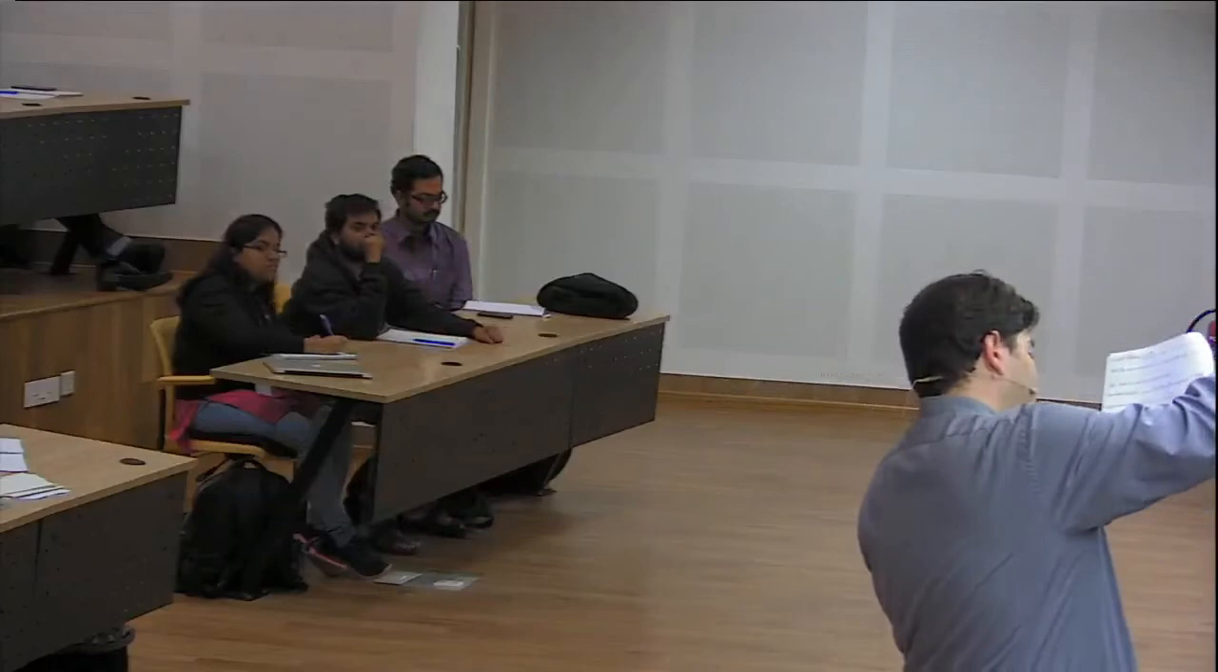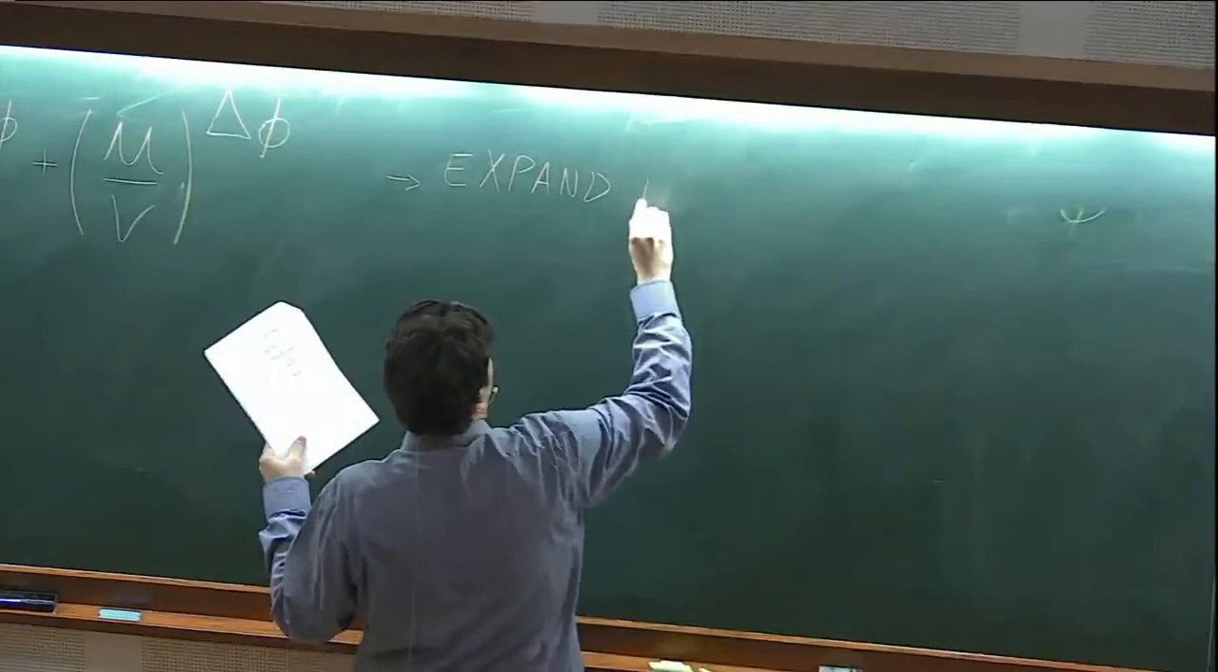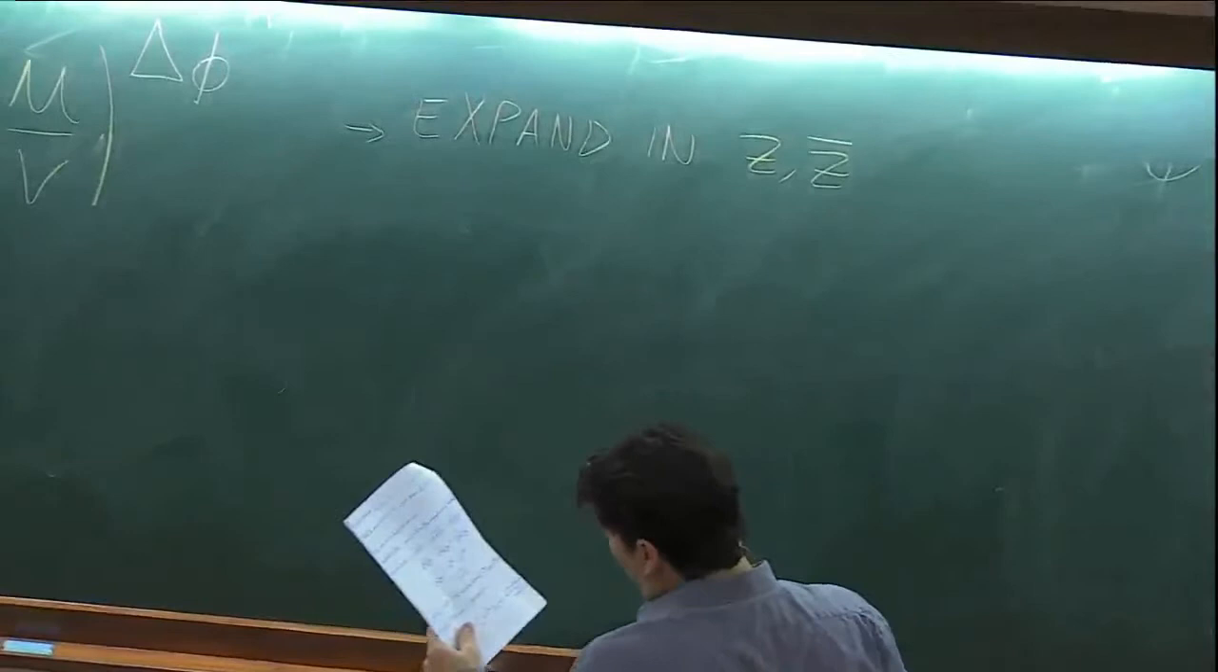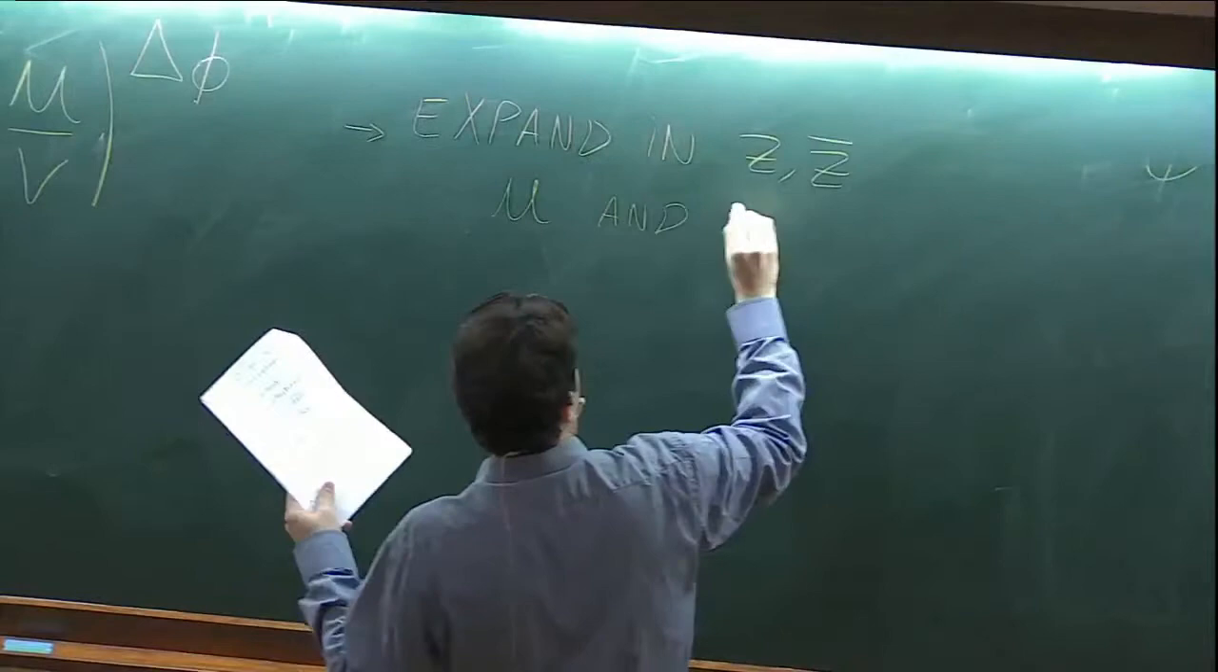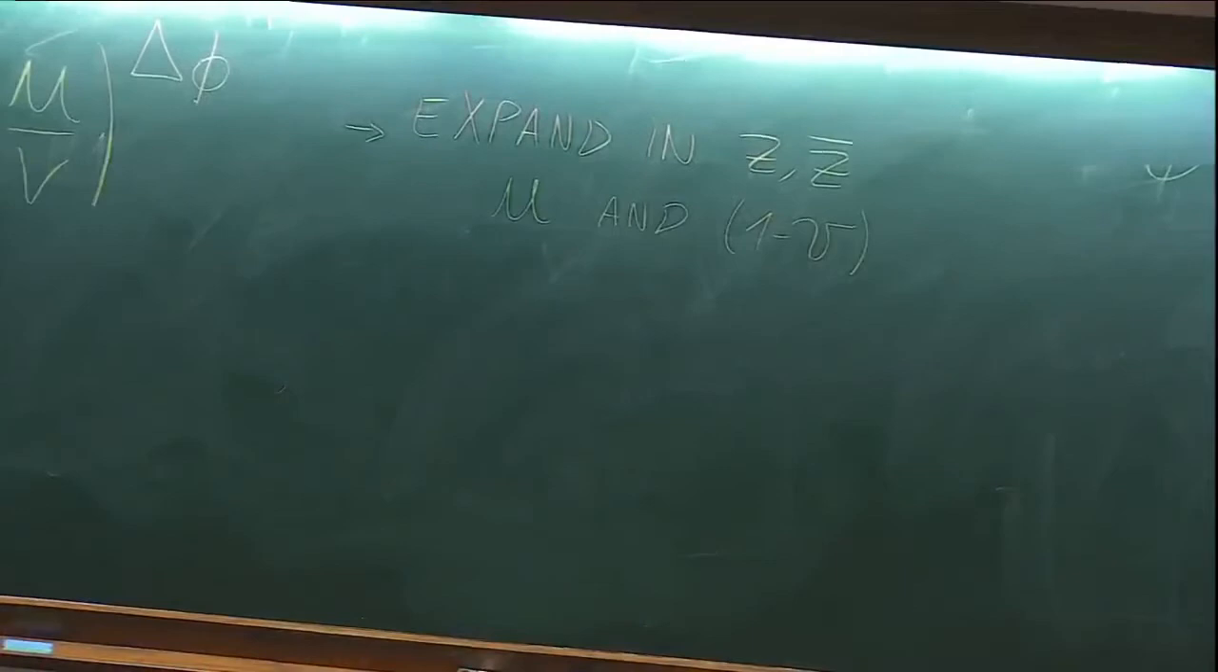And the idea is to expand in powers of u and 1 over v. A beautiful feature of conformal blocks is that if you are expanding in powers of u and 1 minus v, you can actually truncate this sum in tau and in L. And you can recursively, one by one, find these coefficients.